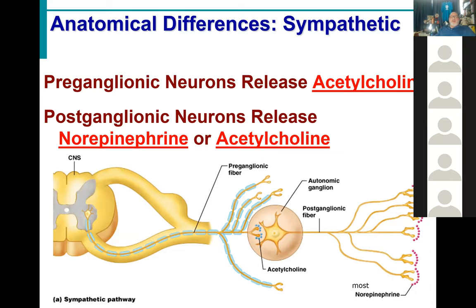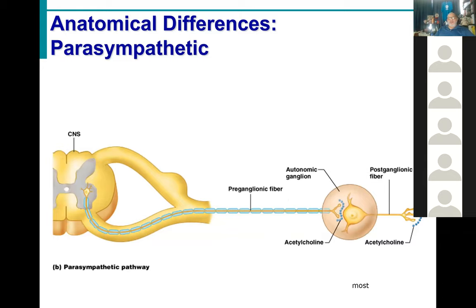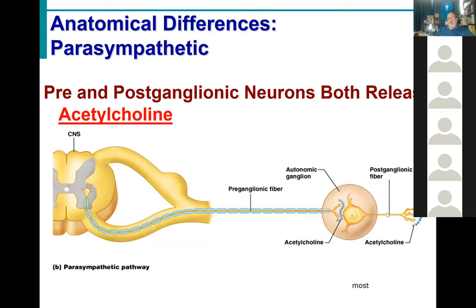We can compare this to our parasympathetic nervous system. Much longer preganglionic neuron because our autonomic ganglia are much further away. Much shorter postganglionic neuron. And notice both the pre and the postganglionic neurons have small branching, local effects, and both release acetylcholine.